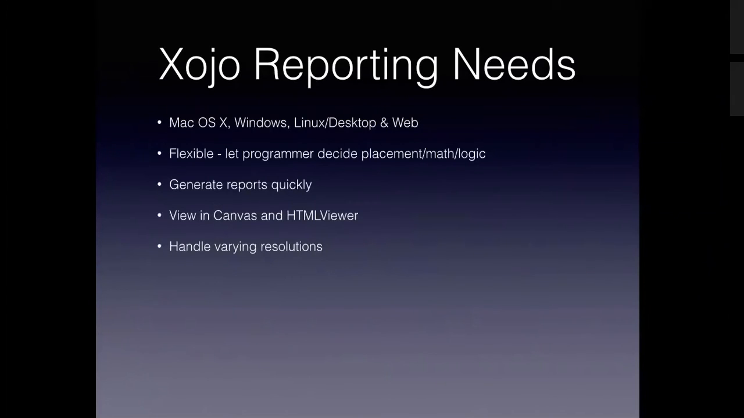We need to handle the varying resolutions. On the Mac, we've got 72 dots per inch, and Windows is 96 dots per inch, but then both of those platforms also have different resolutions at this point, and certainly if you're going to a printer, 1200 DPI is not out of the realm of possibility for a laser printer these days. So the reporting tool had to be capable of dealing with all those different resolutions without the developer really worrying about it.